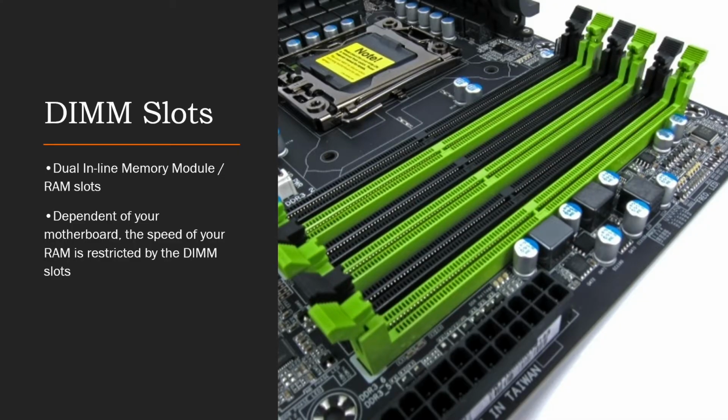Here is a picture of the DIMM slots, also known as RAM slots. This is where the RAM sticks belong and allow the computer to access the memory inside the RAM. The job of these slots is holding the RAM in place and regulating the speed of the sticks.